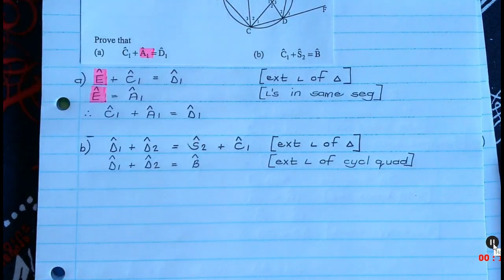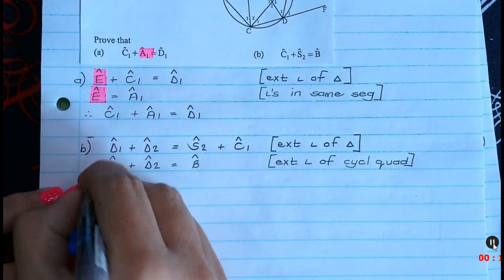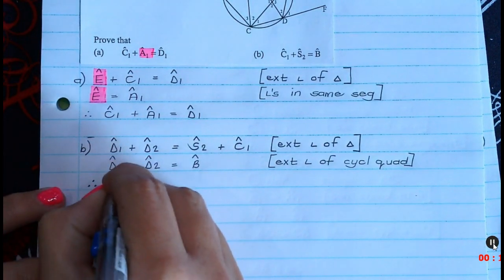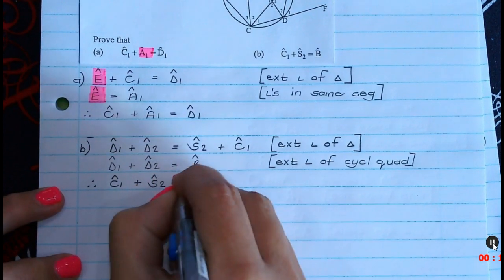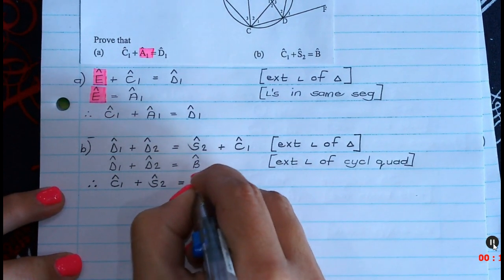So now I'm just going to make my conclusion. Therefore, angle C1 plus angle S2 equals angle B. And that wraps it up.